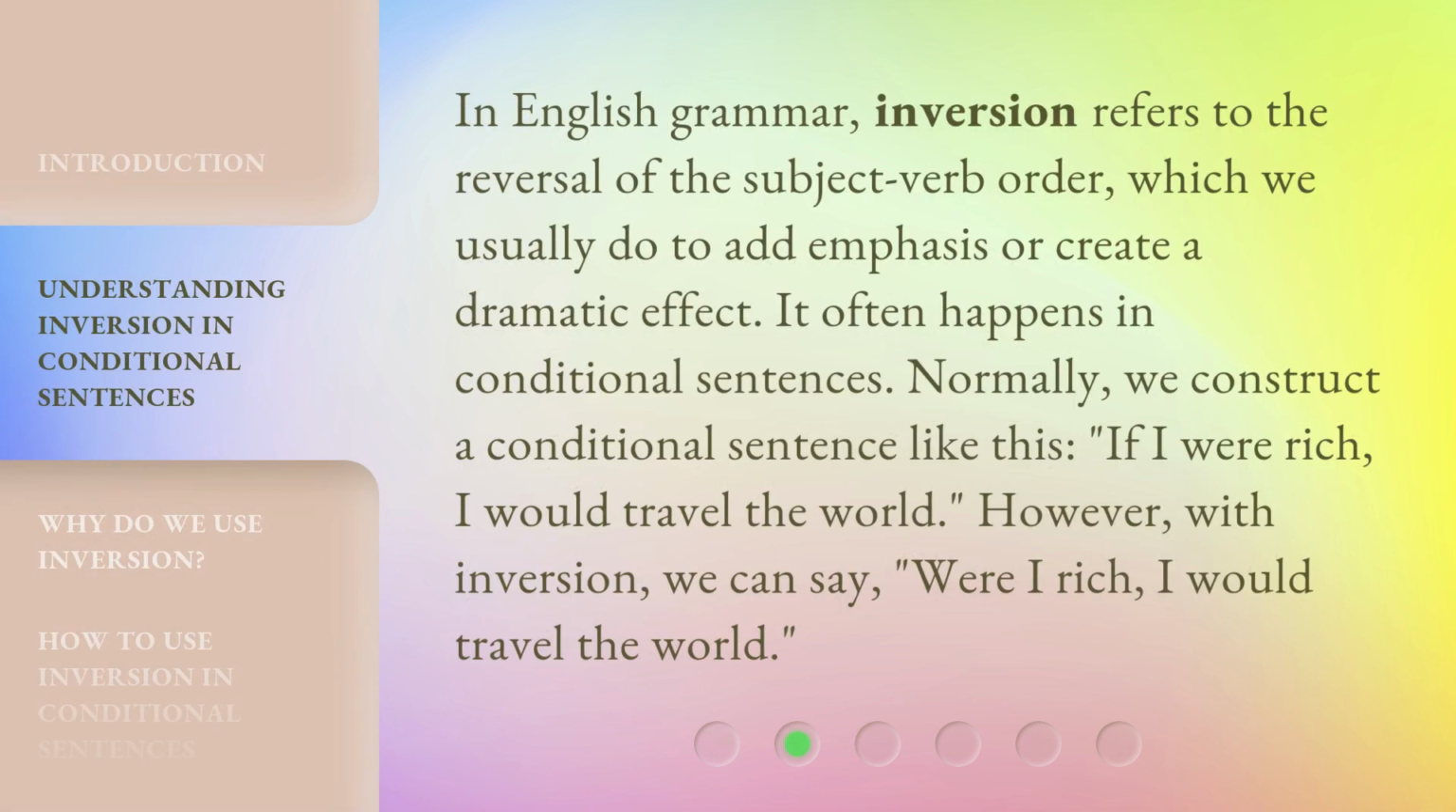In English grammar, inversion refers to the reversal of the subject-verb order, which we usually do to add emphasis or create a dramatic effect. It often happens in conditional sentences. Normally, we construct a conditional sentence like this: "If I were rich, I would travel the world." However, with inversion, we can say, "Were I rich, I would travel the world."